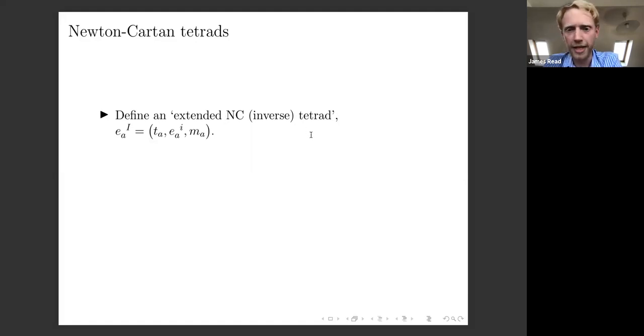One first needs to define a Newton-Cartan tetrad, or inverse tetrad here. This has 5 components. So first of all, I have the clock one form. Then I have 3 spatial tetrads. In addition, I have this object MA, which is known as a mass gauge field. You might wonder where this comes from. There are a few different ways to motivate it. One is that you need it in order to consistently couple a point particle to a Newton-Cartan background. I can discuss the motivations more if people are interested, but for the time being, I will just use it and we'll see what happens.